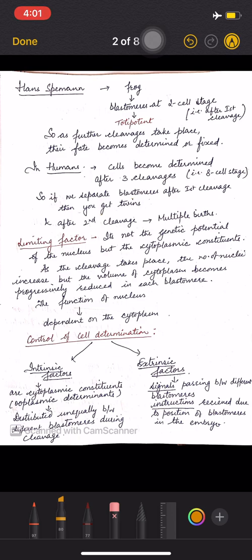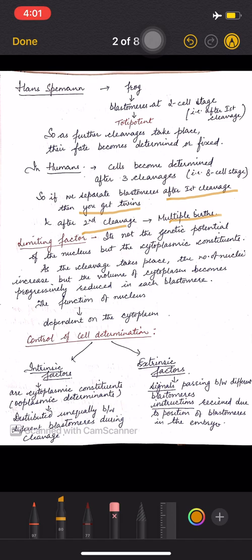So if you separate the blastomeres after the first cleavage, then you will get twins. And if after the 2nd cleavage you separate the blastomeres, then it will lead to multiple births. Now why does it happen? What is the limiting factor? So here the limiting factor is not the genetic potential of the nucleus but the cytoplasmic constituents.